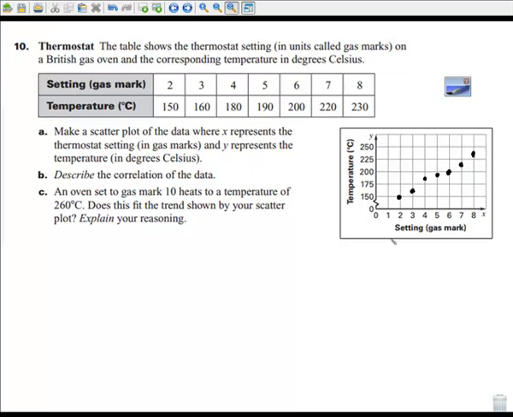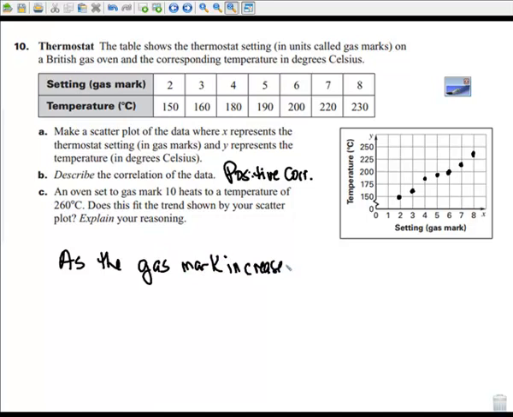What's the correlation? Well, it looks like as the gas mark increases, the temperature increases, so it's positive. Correlation. And I'll write it down here: as the gas mark increases, the temperature increases.